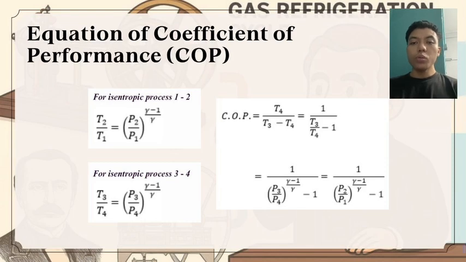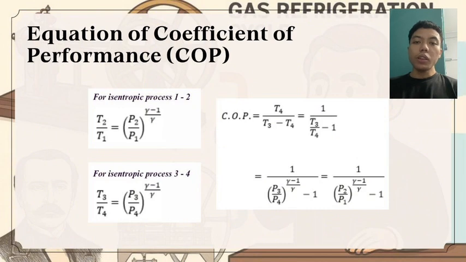Next, we apply the isentropic relations to express temperatures in terms of pressure ratios. For process 1 to 2, T2 divided by T1 is equal to (P2 divided by P1) to the power of (gamma minus 1) over gamma. And for 3 to 4, T3 divided by T4 is equal to (P3 divided by P4) to the power of (gamma minus 1) divided by gamma.